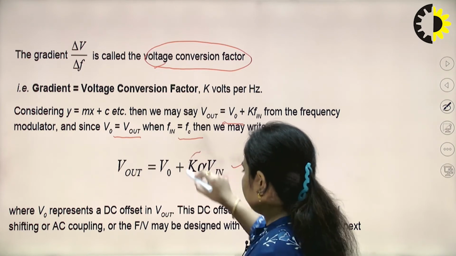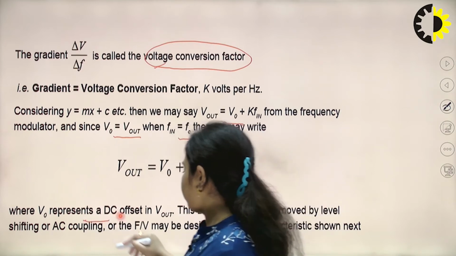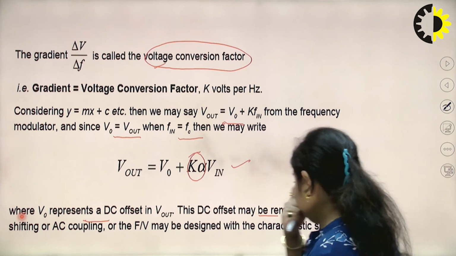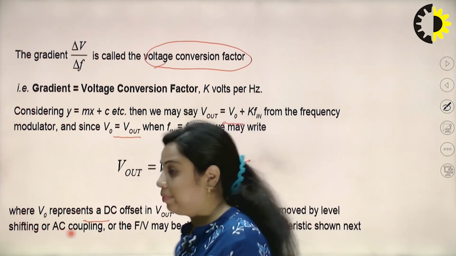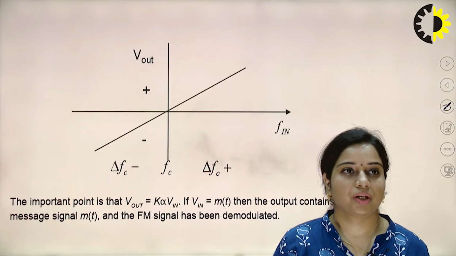This is the proportionality constant, where V naught represents a DC offset in V out. So this DC offset may be removed by level shifting or AC coupling. So this is the working of the frequency to voltage converter.